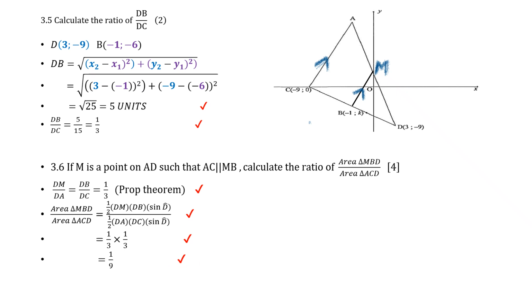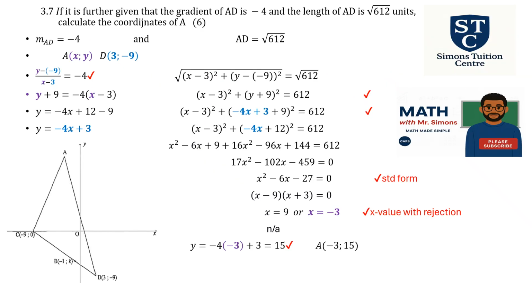Right, so hope you follow, hope you understand. Let's look at the last problems. 3.7. If it's further given that the gradient of AD is -4, the length of AD is √612, calculate the coordinates of A. So they've given us gradient for AD and length of AD, so it's the same line. Therefore, we're going to use simultaneous equations to solve.